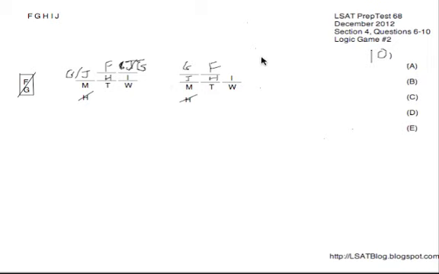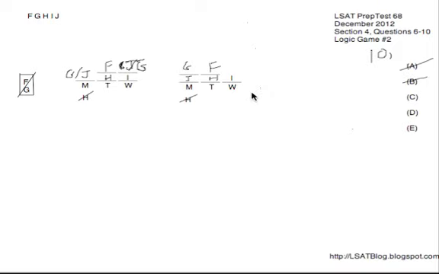F on Wednesday. No, that actually happens on neither one, so of course A is eliminated. G on Monday happens on the right for certain. Could happen on the left diagram, but doesn't have to. It's not a must because J could be on Monday instead, so B is gone.